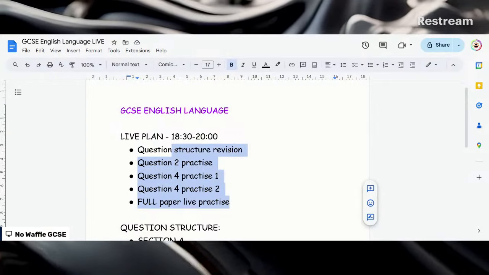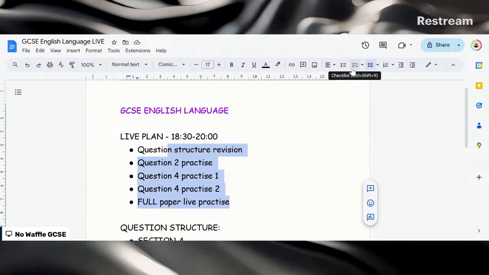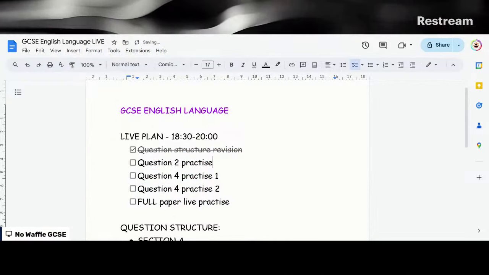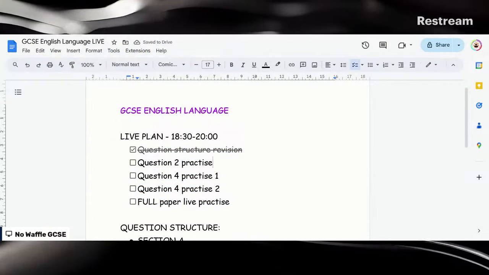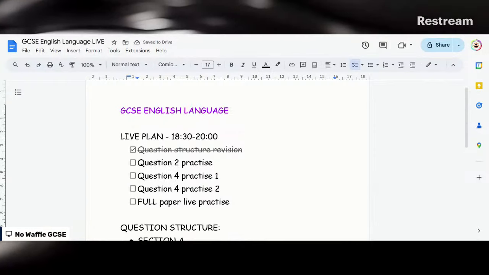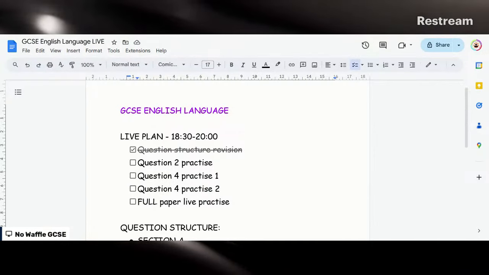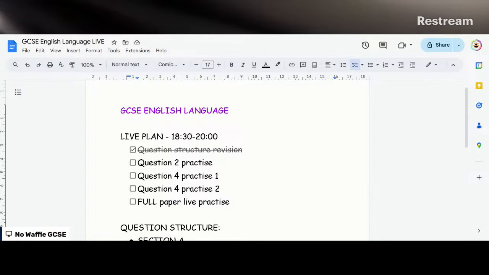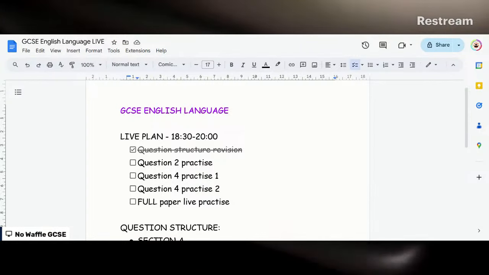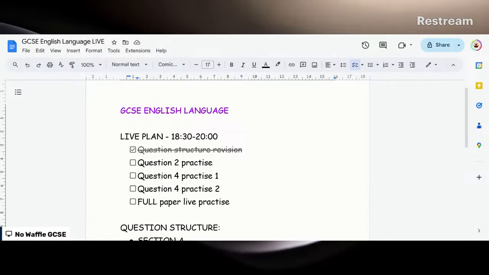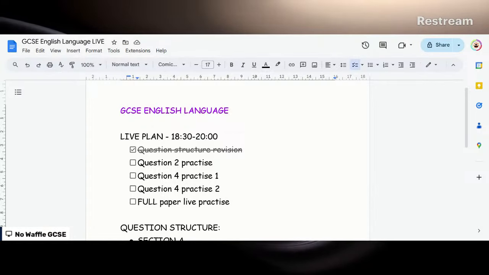So let me make these check boxes so we can check what we're doing as we go along. So we've looked at the question structure. We're now going to look at some question 2 practice. There was this really helpful document that I had used, and it's still online. So we're going to go through loads of questions for that. We'll do a question 2 practice live. So let me just find the one that we are scheduled to do.